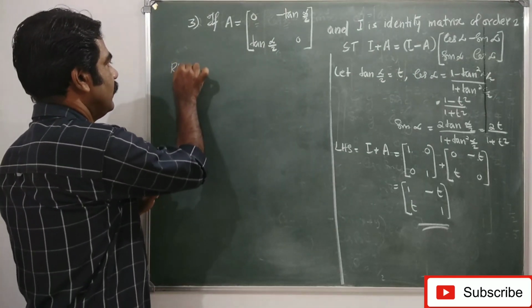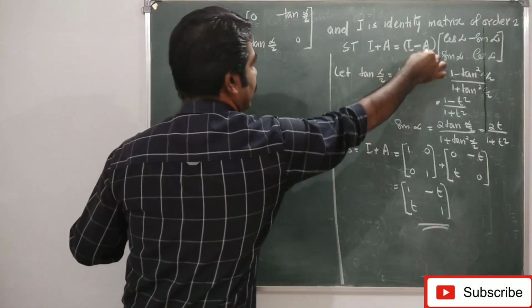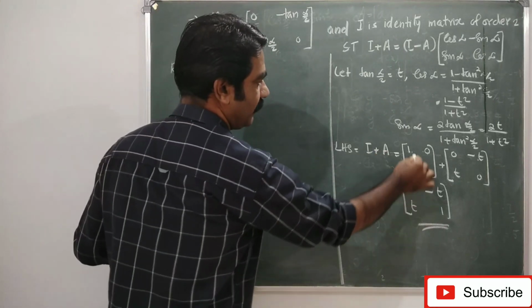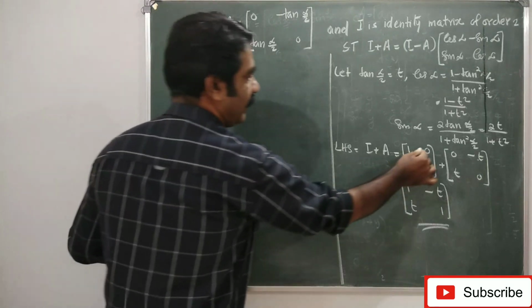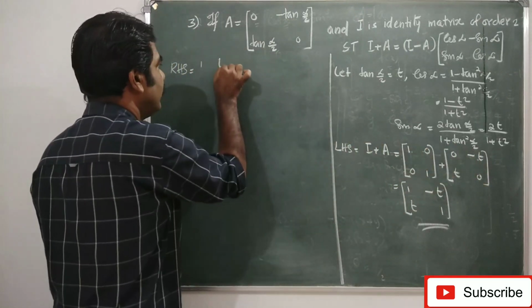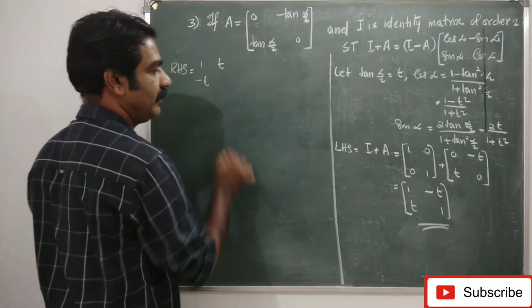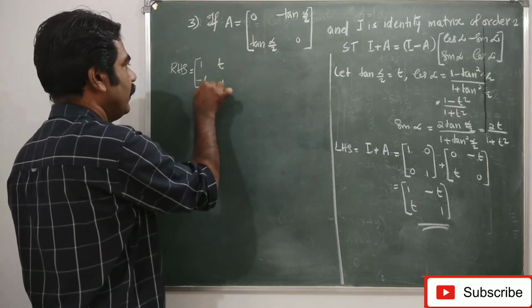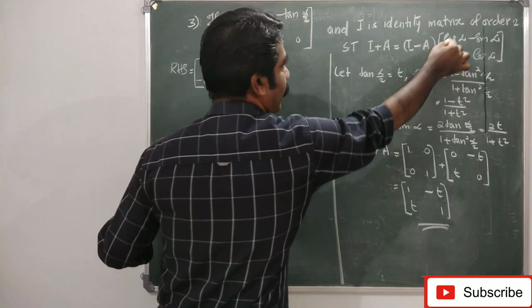Okay. Now RHS. What is RHS? It is I minus A. So what is I minus A? 1 minus 0 is 1. 0 minus minus t becomes t. 0 minus t is equal to minus t. And 1 minus 0 is 1. So this is I minus A, multiplied by the rotation matrix with cos alpha.